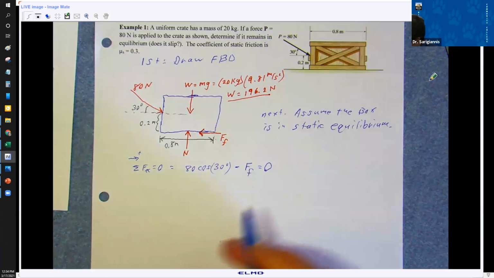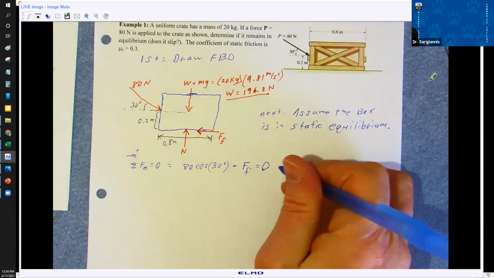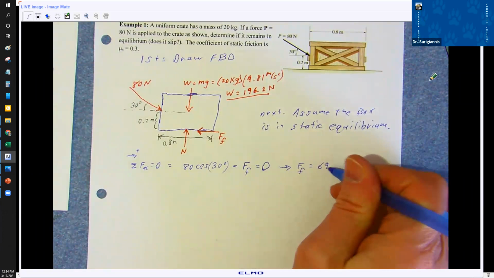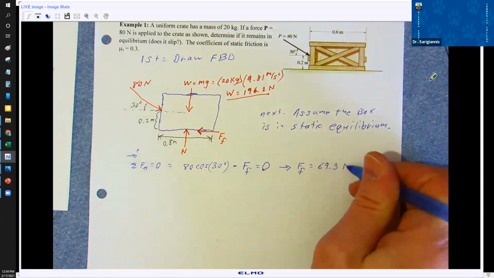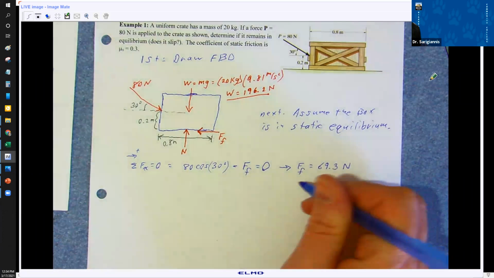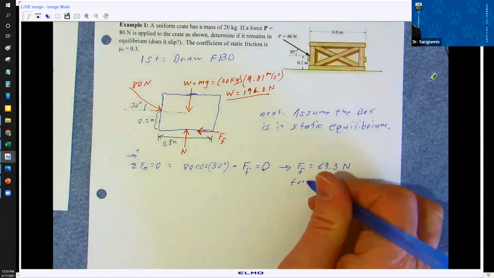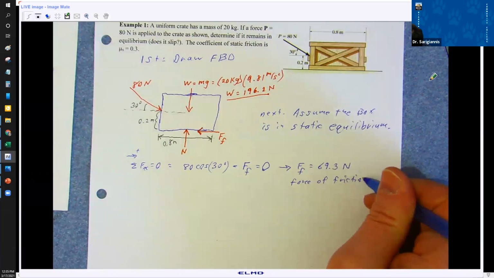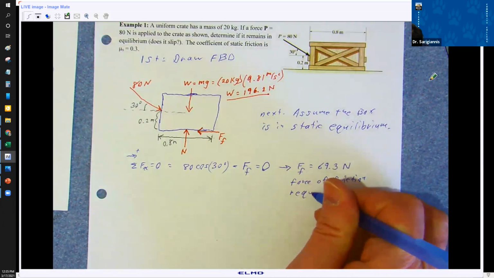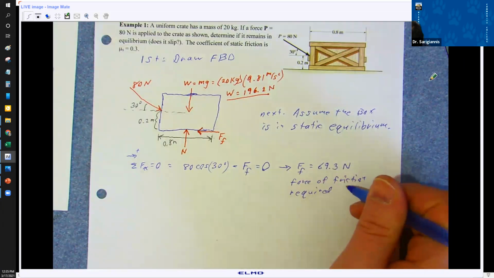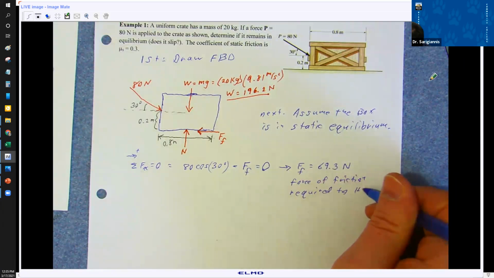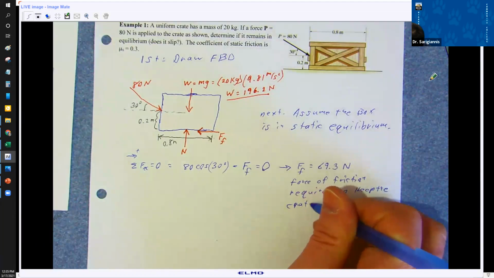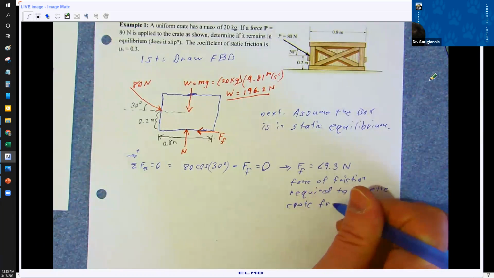So if I solve this algebraically, I wind up with F of friction is 69.3 newtons. And this is the force of friction required to keep the crate from moving.